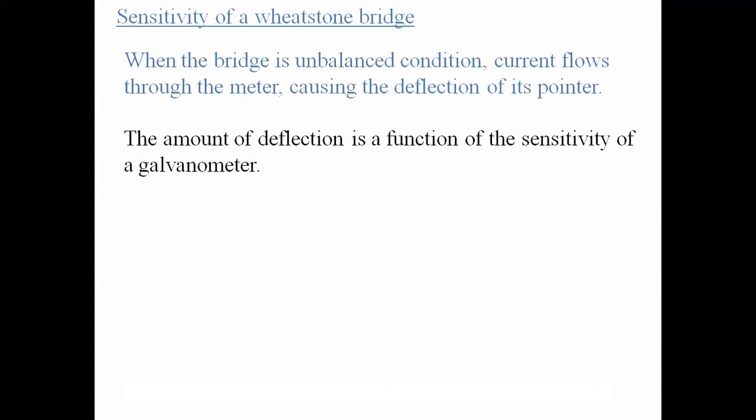Here also we have sensitivity. In the last CRO class, we also studied the deflection sensitivity. Like that, in the Wheatstone bridge the deflection sensitivity corresponds to the meter sensitivity. Here the input is the current applied to the meter, and the output is how much deflection occurred. The deflection may be in linear form or in angular form, in radians.